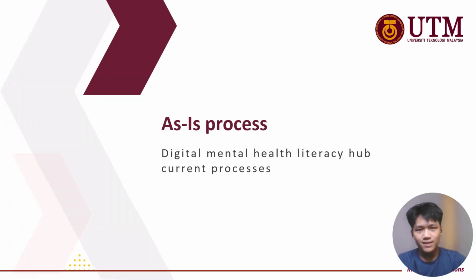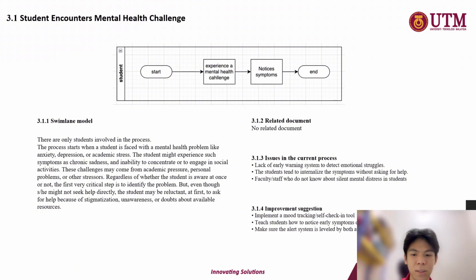Now, we will present the as-is process of the Digital Mental Health Literacy Hub, which outlines how the current system operates. I'm Liu Zixian, and now I'm going to talk about 3.1, Student Encounters Mental Health Challenge. In this one, I'm going to talk about the swim lane model. The swim lane model is quite easy. The student experiences a mental health challenge, and when they notice these symptoms, the process ends.